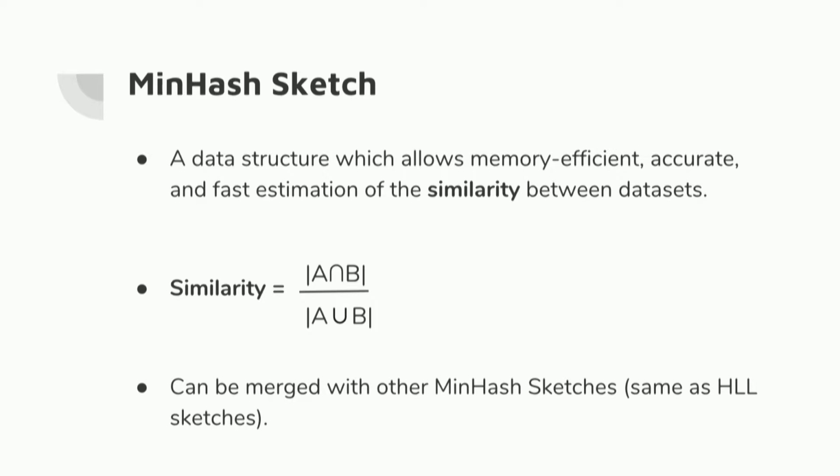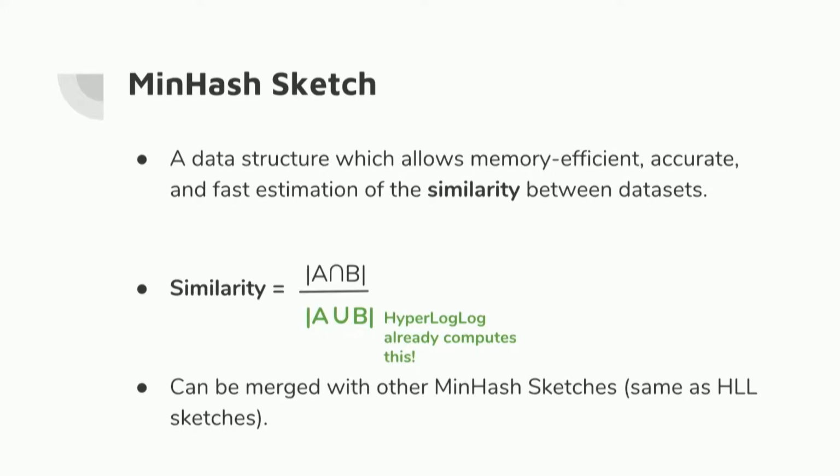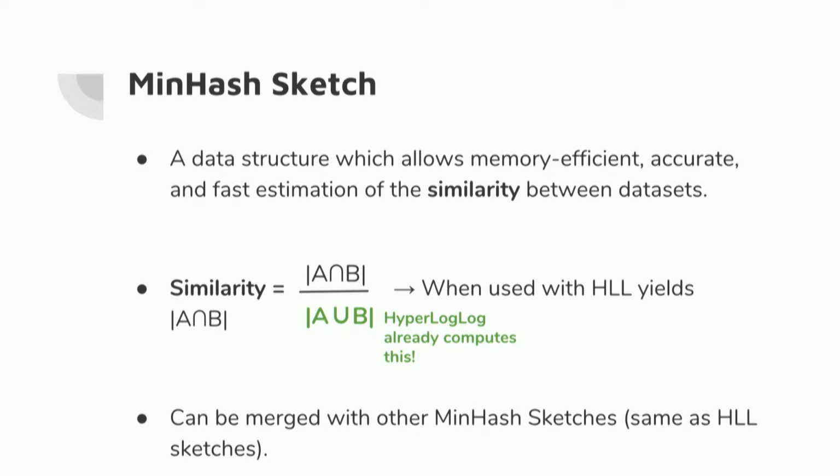Now, why is this a useful thing to compute? Well, the union piece is already done for us by HyperLogLog, right? So if we compute this similarity estimate, not only can we use it for recommendation, for example, if someone tells me, hey, I have a data set of people that I want to advertise to, I want something that's similar to it, this can help us with that, but it can also tell me how big the intersection between data sets is. If we use a HyperLogLog and a MinHash Sketch in conjunction, MinHash gives us this fraction, HyperLogLog gives us the denominator, and then you just multiply those 2 numbers, and you get A intersect B.